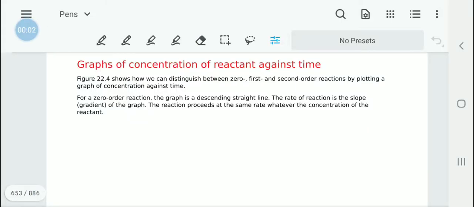Chapter 22 Chemistry Theory Video 2. Now we are going to look at the second way of finding out the order of the reaction. This is by drawing the graphs of concentration of reactant against time. To distinguish between zero, first and second order reactions, we can use this graph.